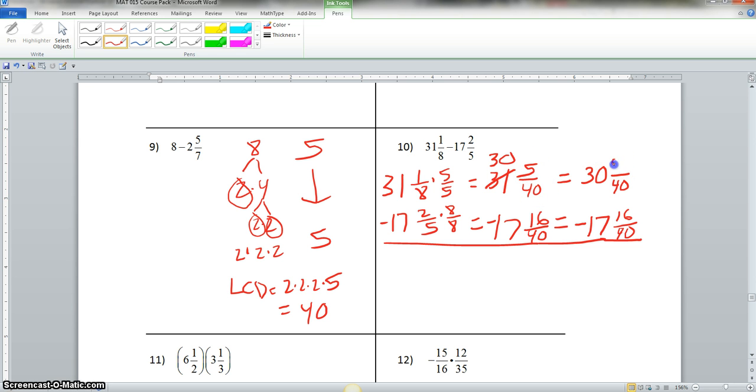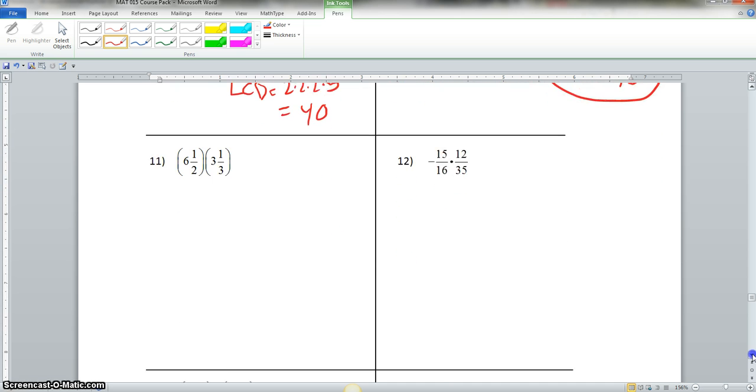plus 5 will give you 45, and that will be your new numerator. So 45 minus 16 will give us 29, and that will be over 40. And we subtract 30 minus 17, which is 13. So our final answer here is 13 and 29/40.